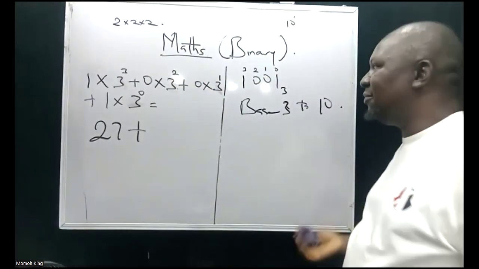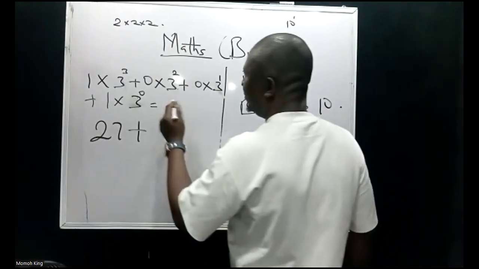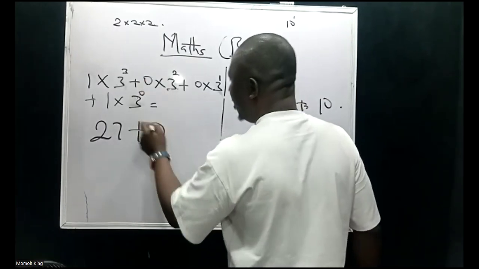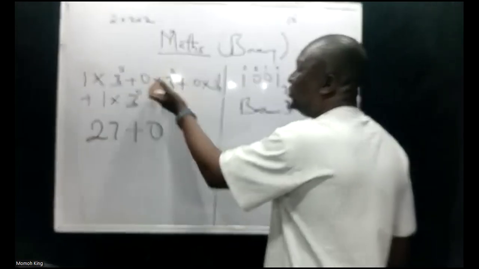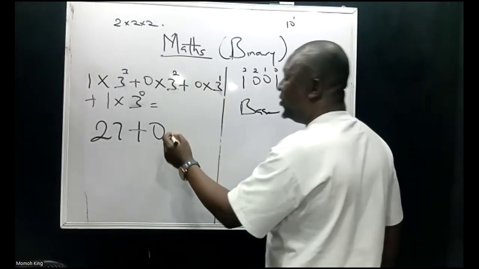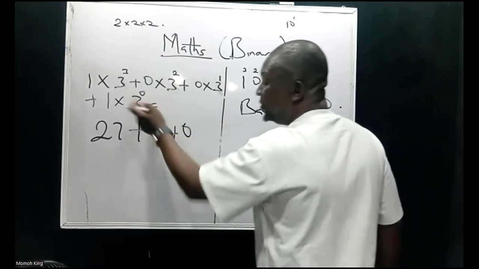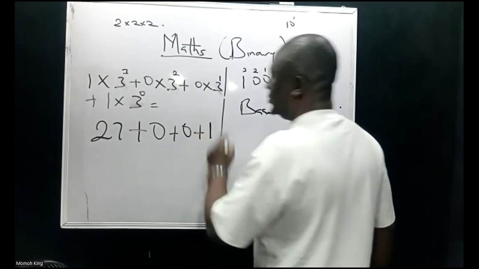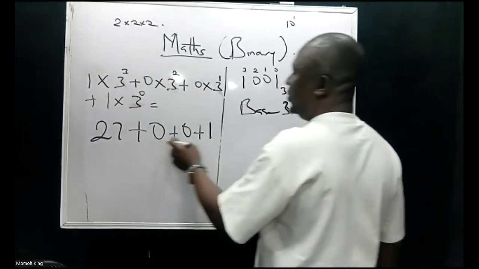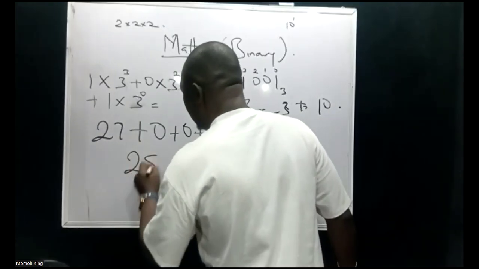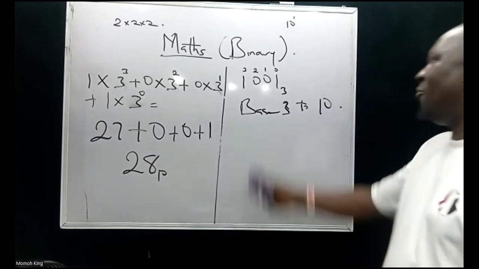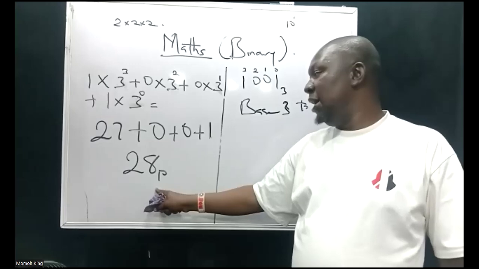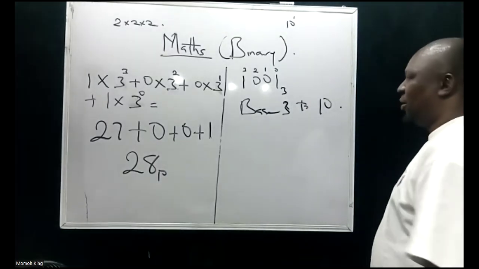3 raised to 3 is 27. Plus what? 3 raised to 2 is what? 9. 9 times 0 is 0. If it is post-UTME, you don't need to be doing the 3 because it's times 0, so you should also be writing 0. Whatever you get here will still sum to 0. 3 raised to 0 is 1, times 1 is 1. Therefore, you're going to have 27 plus 0 plus 1, which is 28 base 10. That is to say, your 1001 base 3 is the same thing as 28 base 10.